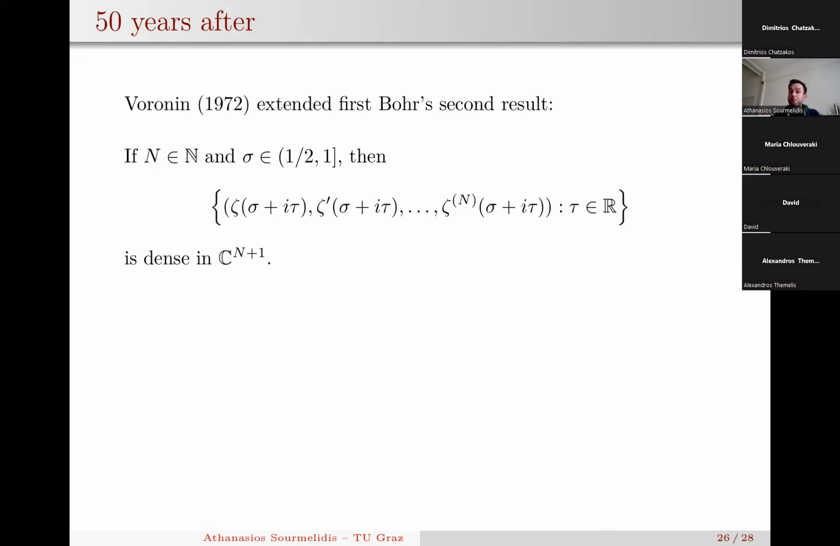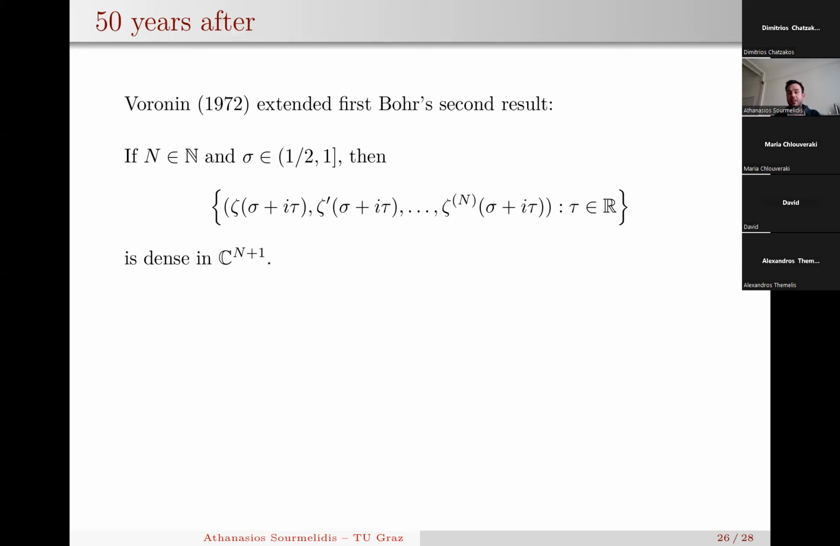So Voronin, first of all, proved a multidimensional version of Bohr's result. He fixed a real part sigma between 1/2 and 1, and then he took the multidimensional curve of the zeta function and its derivatives, and he showed that it's dense in C^(n+1). And the proof follows the same steps. In the first step, he proves this denseness, and in the second step, he approximates with some truncated Euler products. In the third step, he uses this L2 approximation.